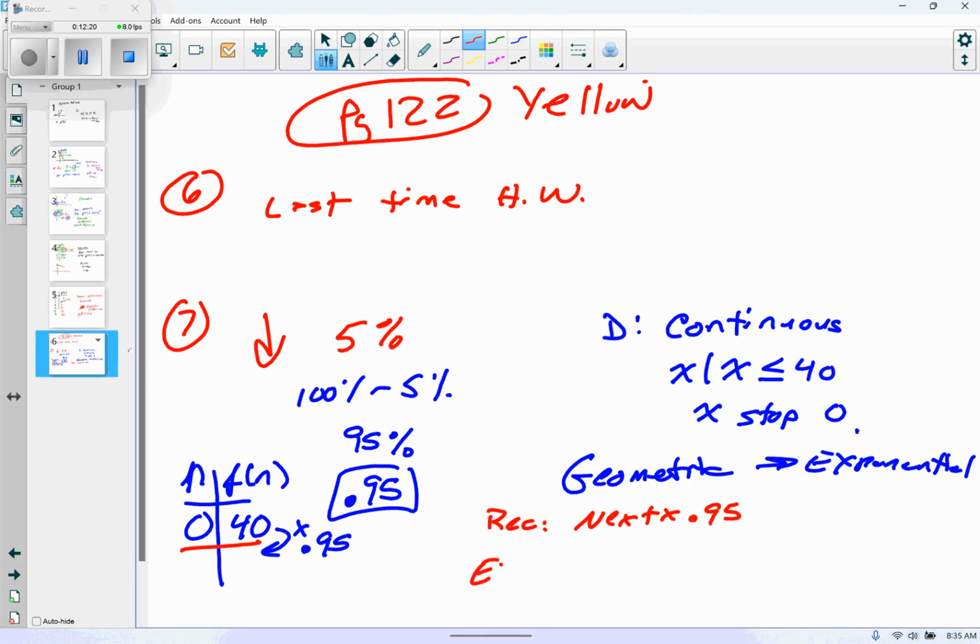Our explicit is going to be f at n equals that 40. This 0.95 goes in parentheses, and because I started at 0, I'm going to raise it to the n. And so this is our growth factor. Growth factor is the 0.95.